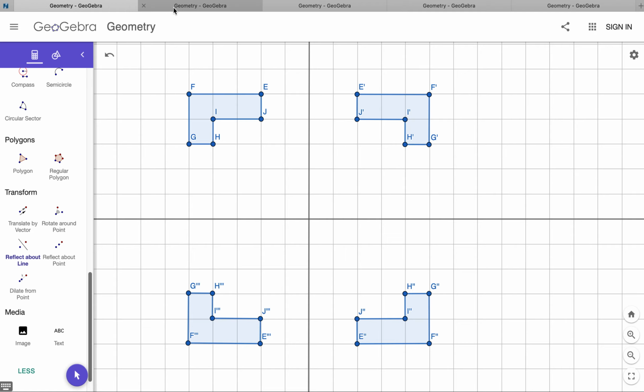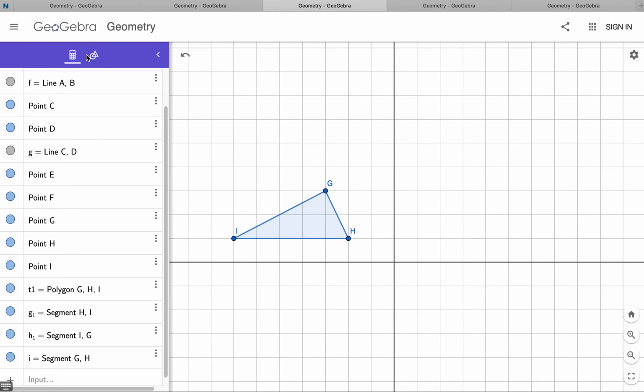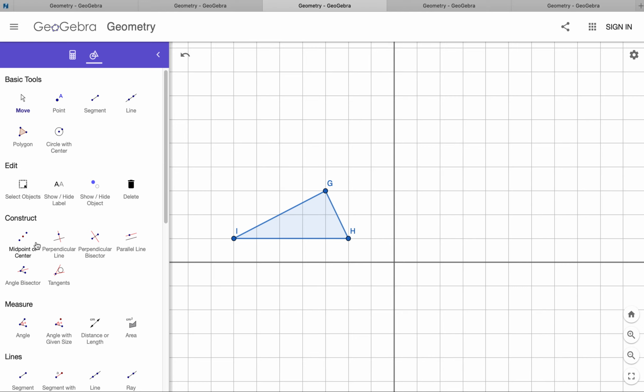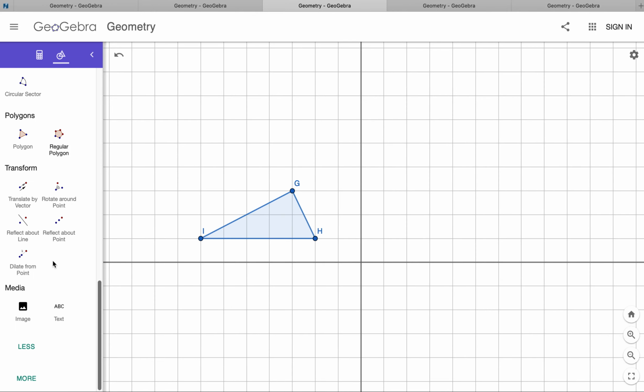Okay, so we did those. We did a point. Okay, let's do a triangle here. I think that was maybe a little more interesting. Let's make that a little smaller. Okay, so we want to reflect about a line. So let's take this object and reflect about that axis.